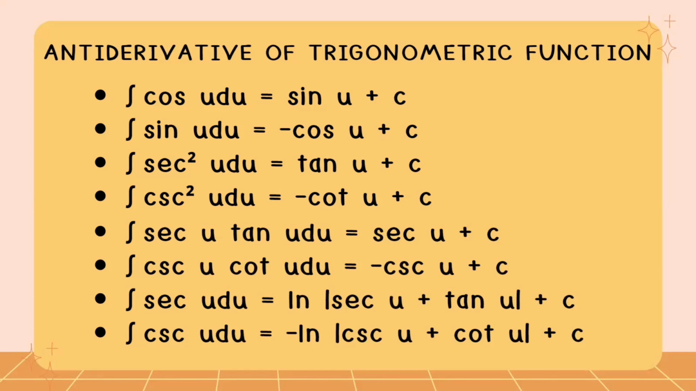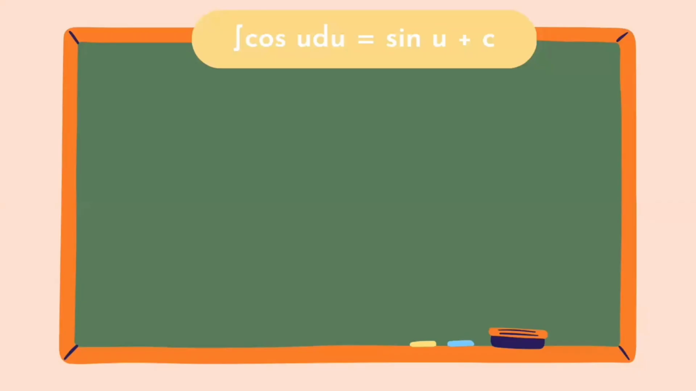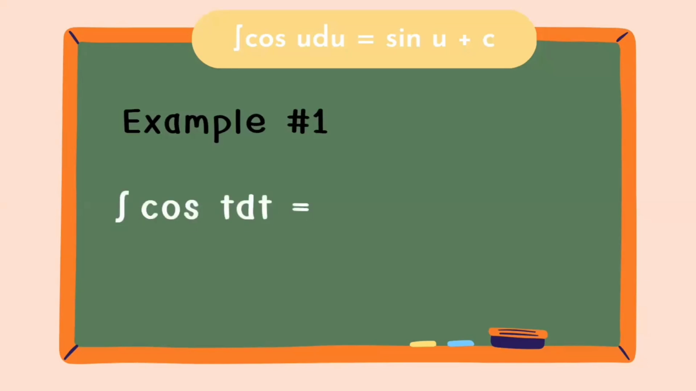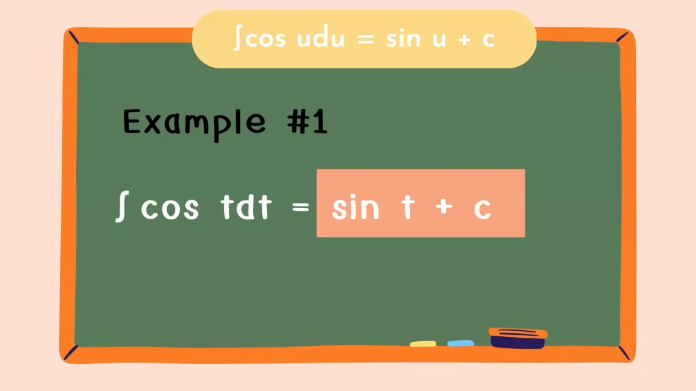Let us apply the 8 formulas to the following examples. The first 4 formulas will be discussed by Miss Cziqui. In this example, we will be using the integral of cosine u du is equal to sine u plus c. Example number 1. Evaluate the integral of cosine t dt. Since we already know the formula, we just need to substitute u with t. The integral of cosine t dt is equal to sine t plus c.